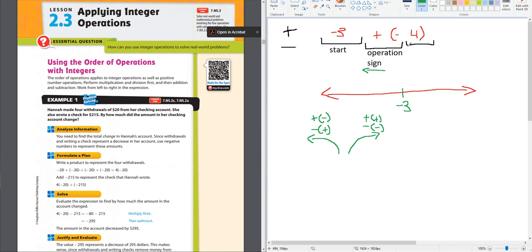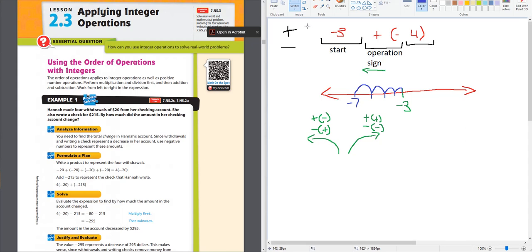And how many times I'm going to be moving is this one right here, 4. So I start at -3. I know I'm going left. How many times? 4 times. So I start here, 1, 2, 3, 4. And on the number line, this would go -4, -5, -6, -7. So the answer to that is -7. Okay, let's try another one.